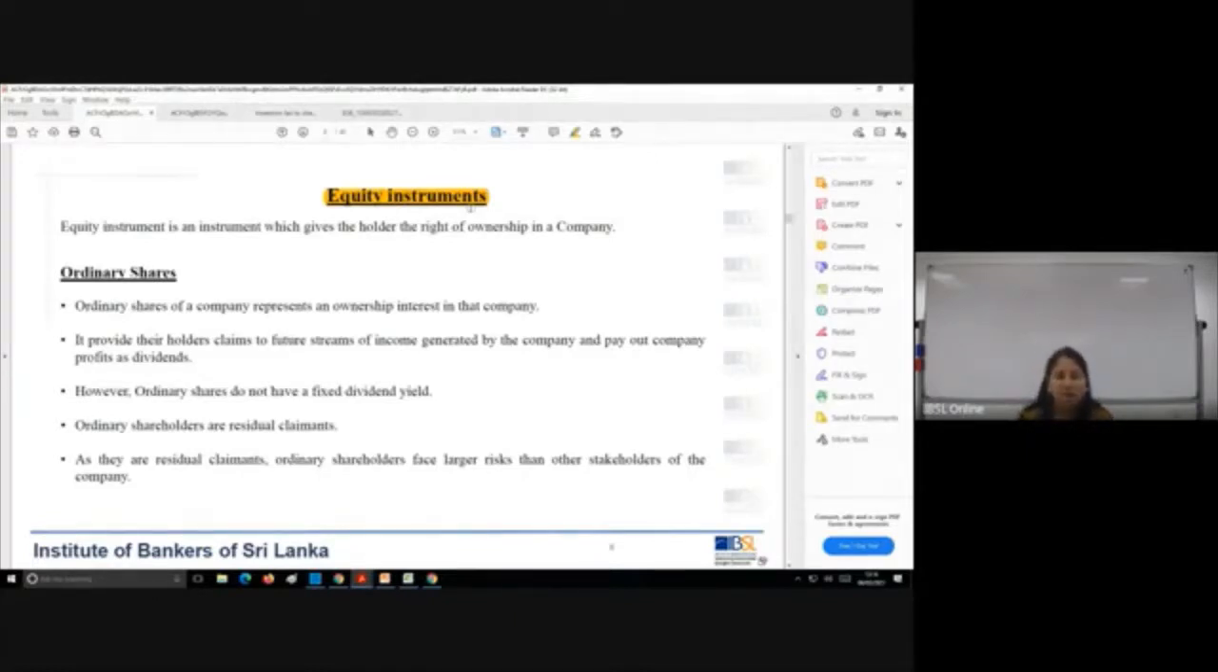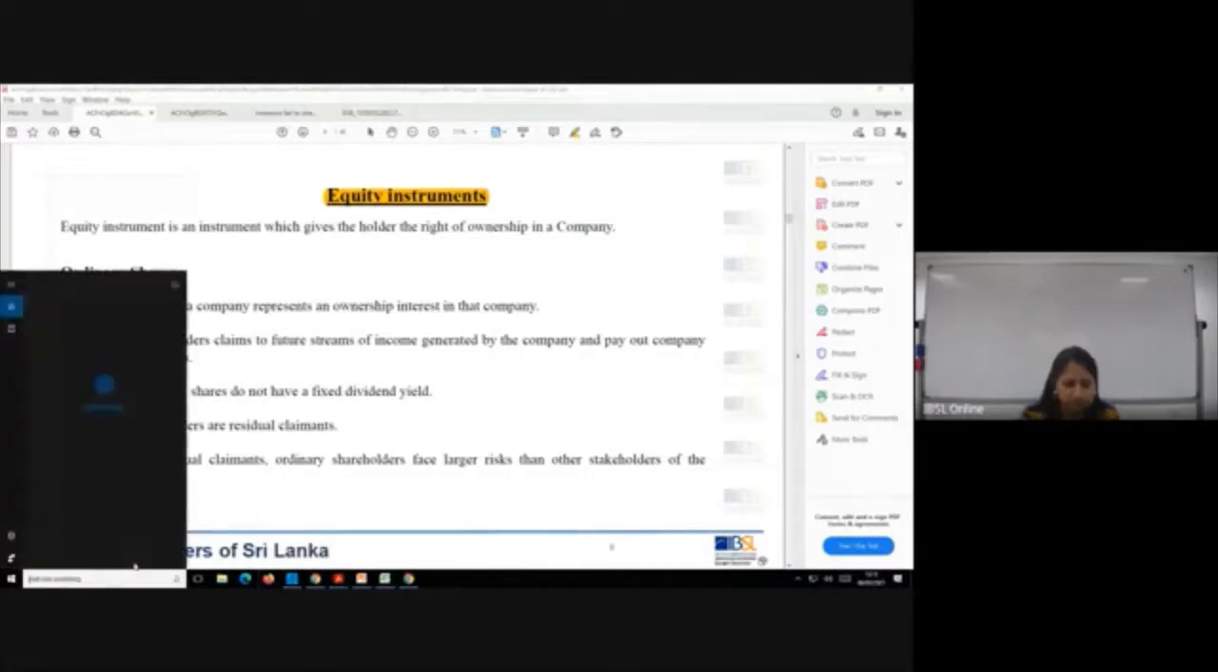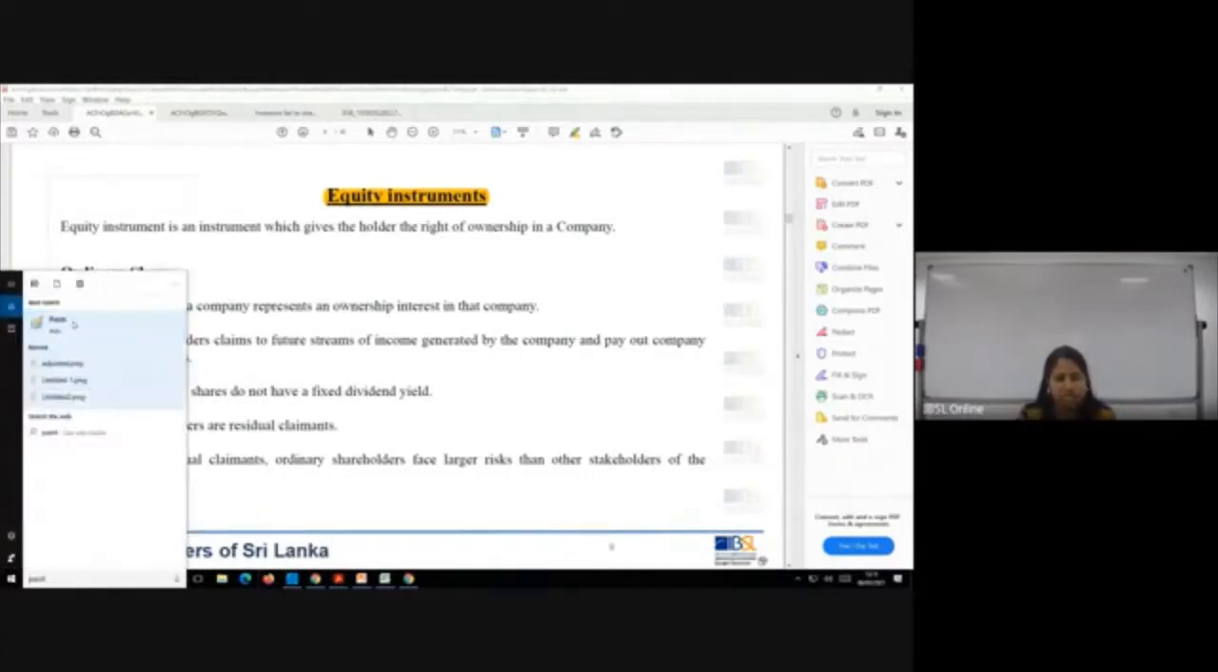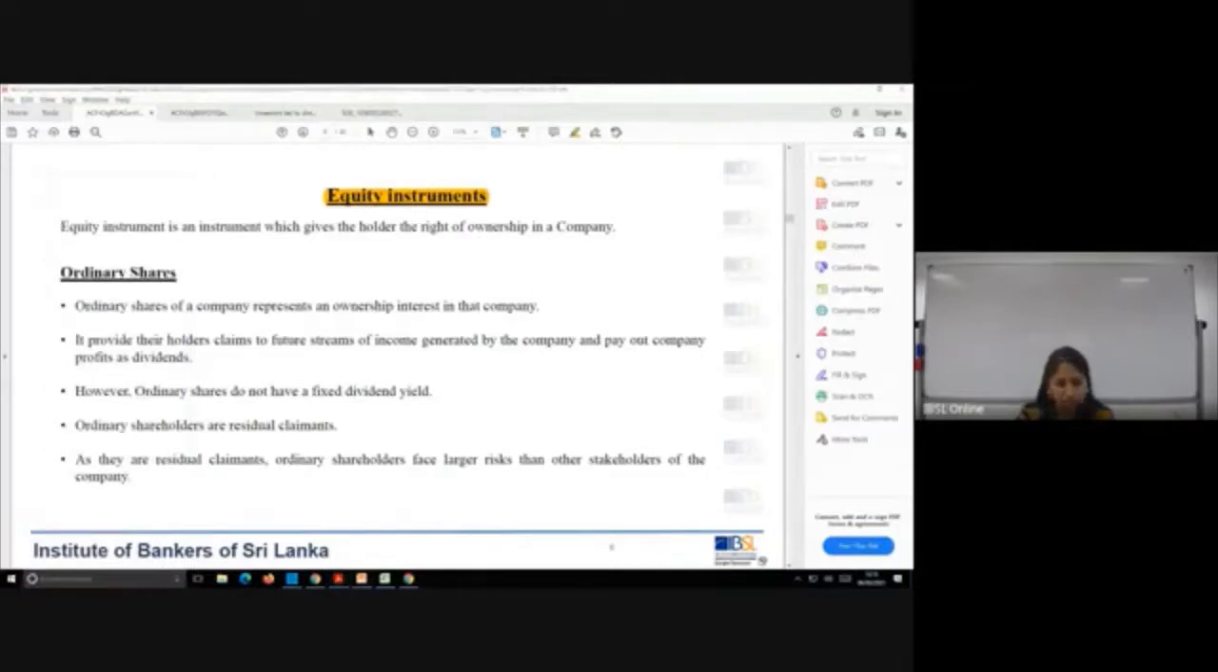And then again, ordinary shareholders, we said they are the owners of a company. Therefore, they are the residual claimants. Why do I say residual claimants? When you wind up a company, you have a hierarchy in which you will pay out. In that hierarchy, first you would pay your staff members, if there is any salary arrears.